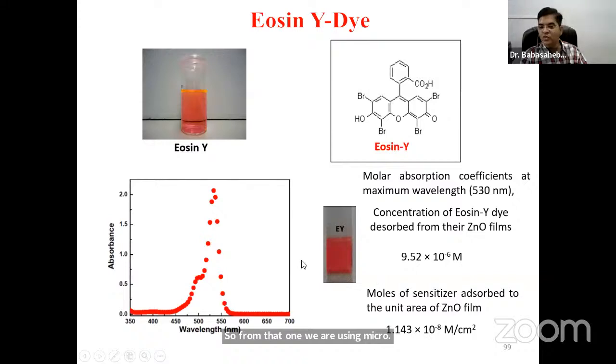Zinc oxide is white in color. When you adsorb this eosin Y, which is red in color, the zinc oxide gets converted into red. We have measured the absorption against wavelength, and you can see that eosin Y has a small absorption, from 500 to 550, a very narrow absorption. But another advantage is that it is red in color. So you can think of using this zinc oxide with eosin Y to make a solar cell which is red in color. I am going to demonstrate that.